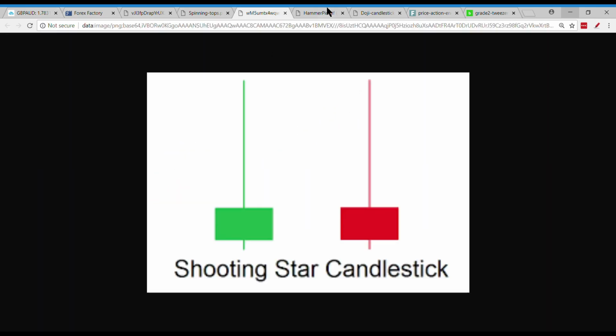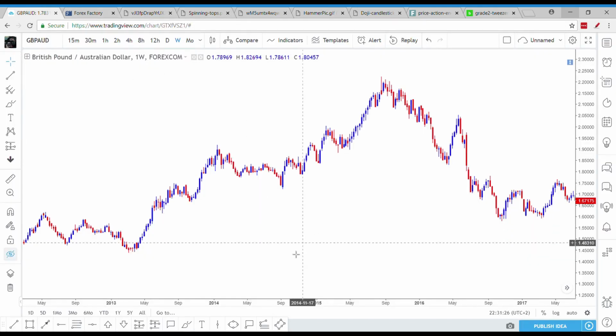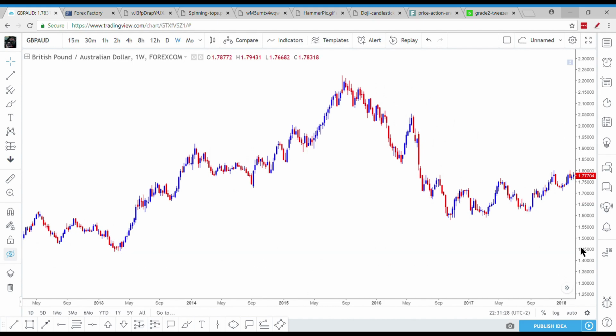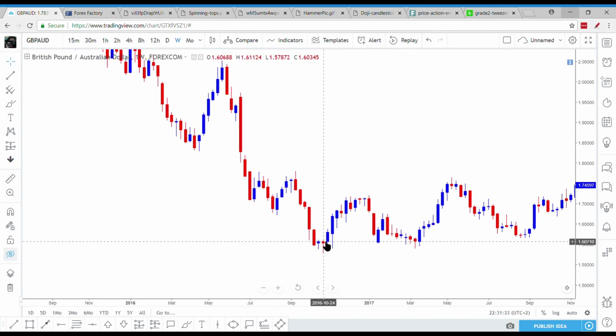Then there's the hammer, which is basically the exact same as the shooting star. However, it's the opposite. So it's basically testing the depth, but on the low side. So I don't know if there's one. Yep, here we've got one. A lovely hammer. You can see price opened and closed approximately at the same price at the top, and then tested down here. So that's the hammer.